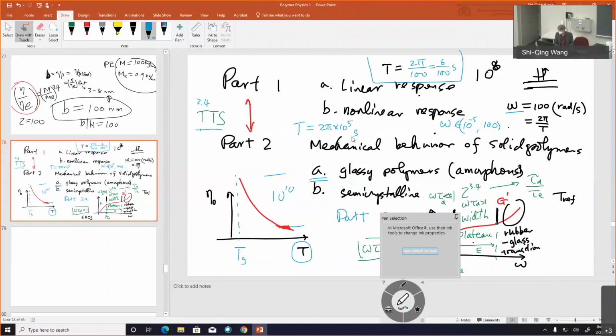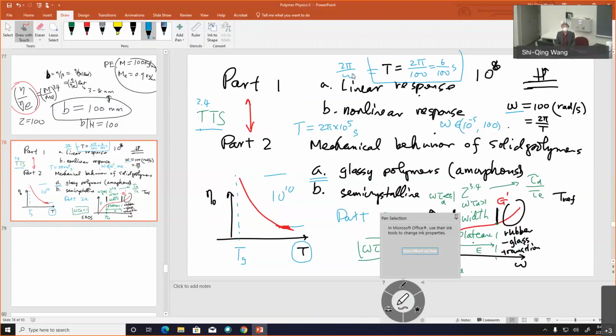Right? Because your t is always just 2 pi over omega. How long is that? 6 times 10 to the 5. Isn't that approaching 10 days? I have the memory that 1 day is about 10 to the 5 seconds. So it's a week.